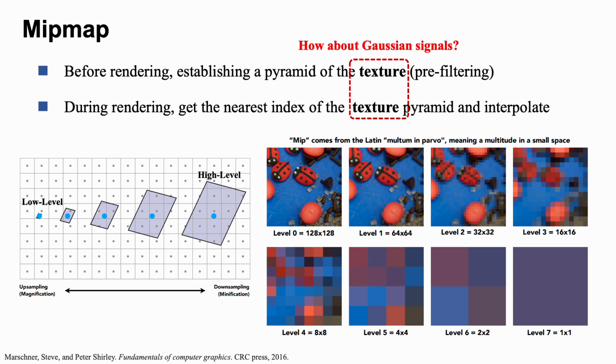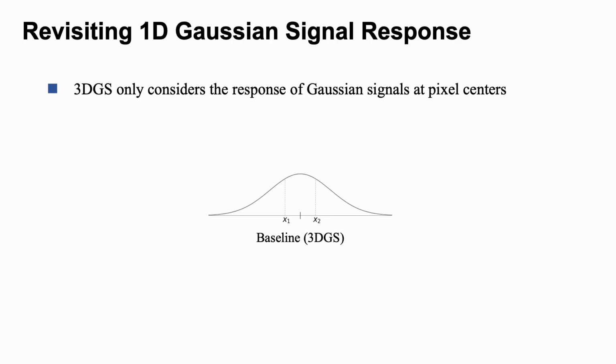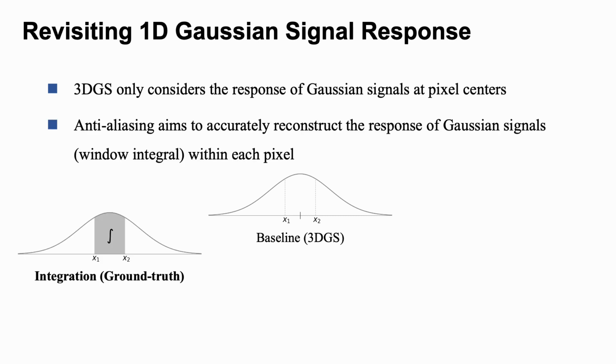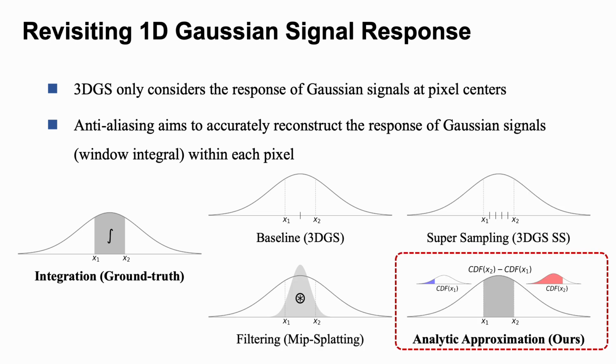Let's revisit 3DGS. So how to achieve anti-aliasing of Gaussian signals? The artifacts in 3DGS are caused by the fact that it only considers the response of Gaussian signals at pixel centers. Exactly, anti-aliasing in 3DGS aims to accurately reconstruct the window response, which is the Gaussian signal integration within each pixel window. However, the CDF of a Gaussian is an error function, which is hard to calculate and not well supported. Supersampling, also Monte Carlo sampling, and pre-filtering are suitable ways to solve this integral.